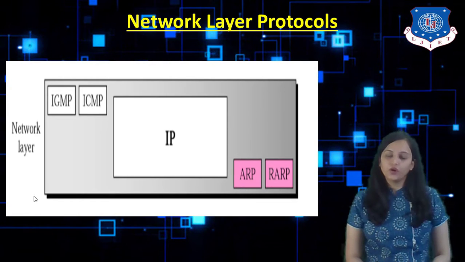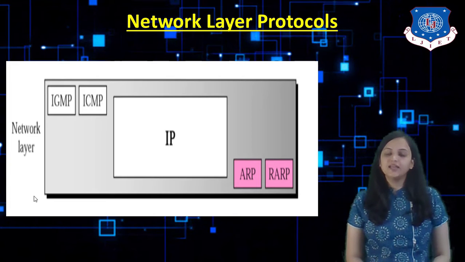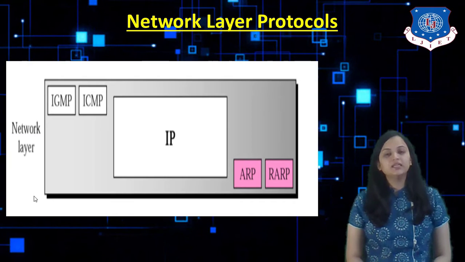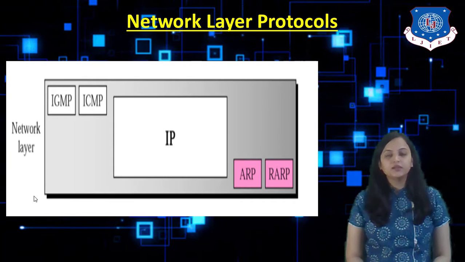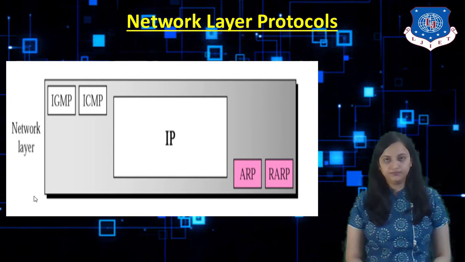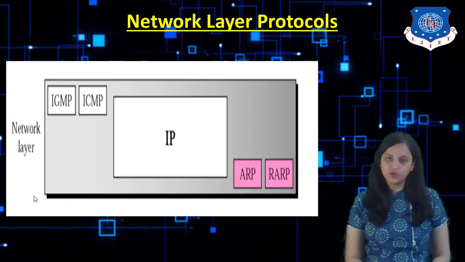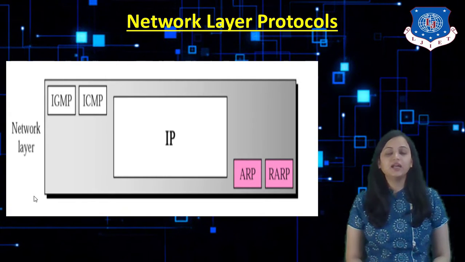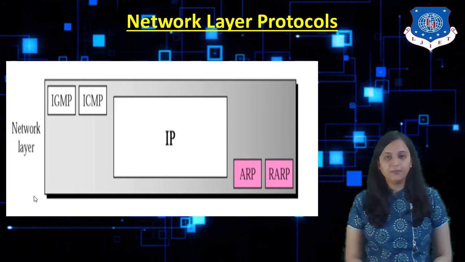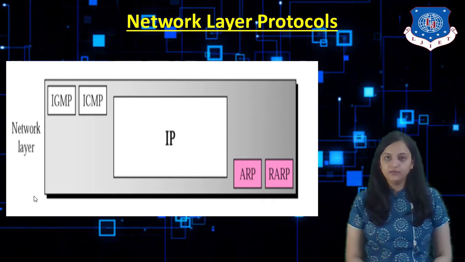The next protocols are, first, IGMP, where IGMP stands for Internet Group Management Protocol. The next is ICMP, where ICMP stands for Internet Control Message Protocol. These two protocols are related to Internet control management and Internet group management. We will see ICMP and IGMP in detail.